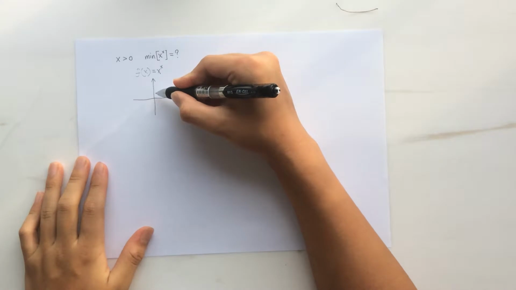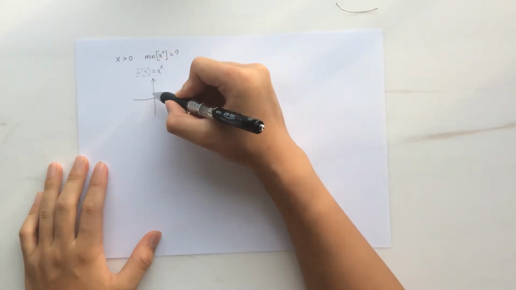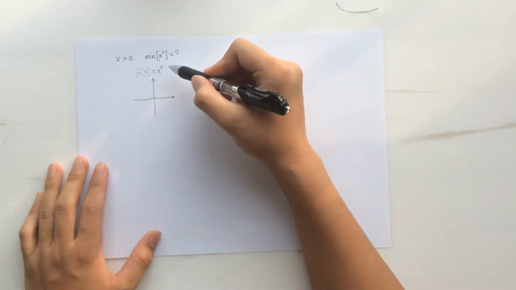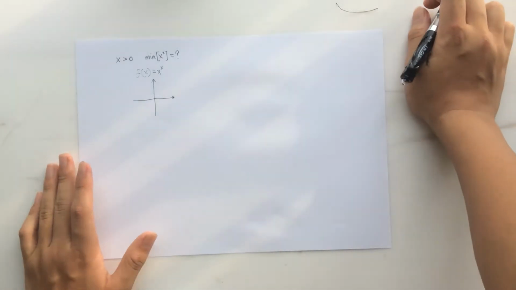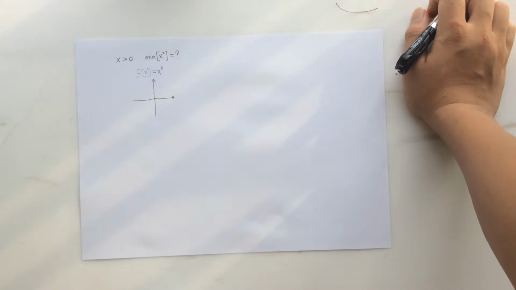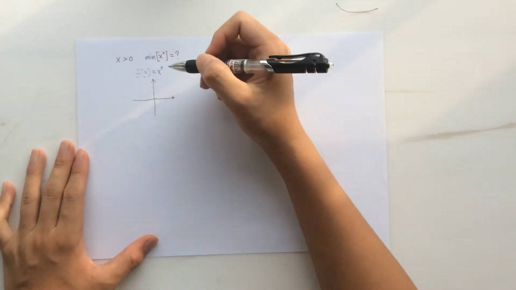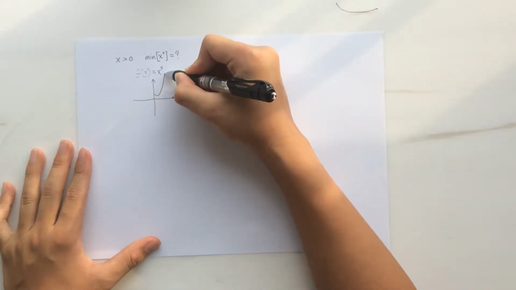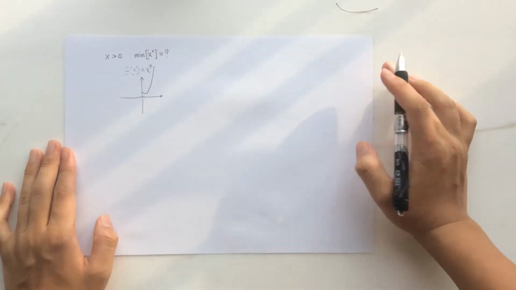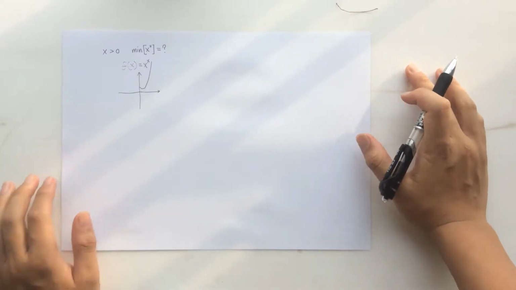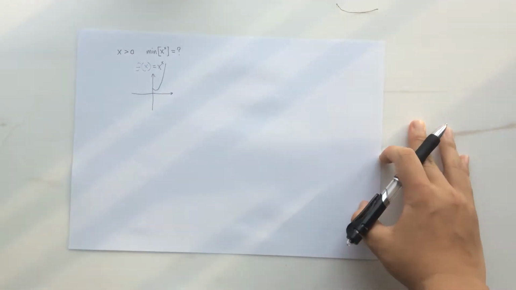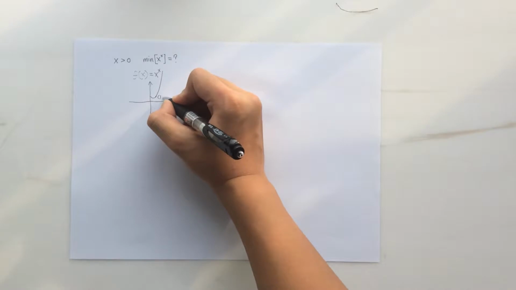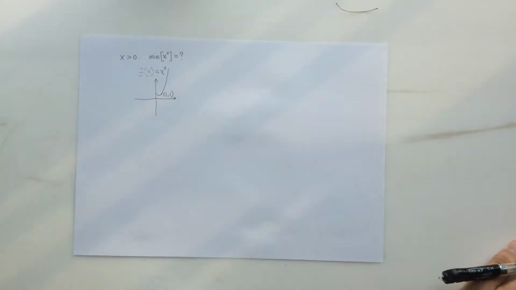Okay, so x is greater than 0, so we start here near 0. For example, when x equals 0.1, it is approximately 1. So the function goes like this, and up and up and up. And look, it's very steep here because the slope is very steep. So this function passes through the point (1, 1).